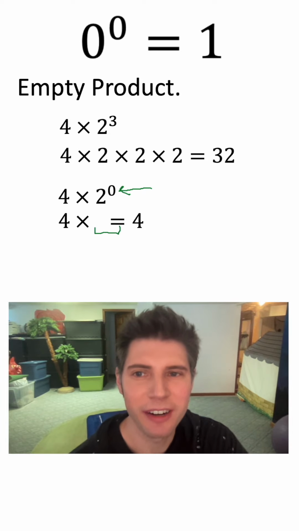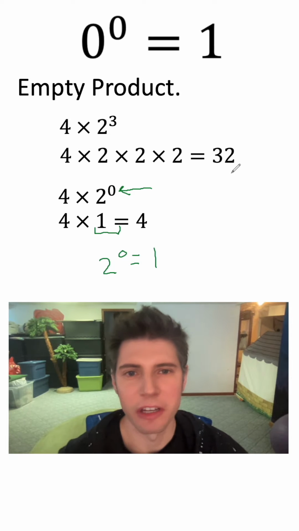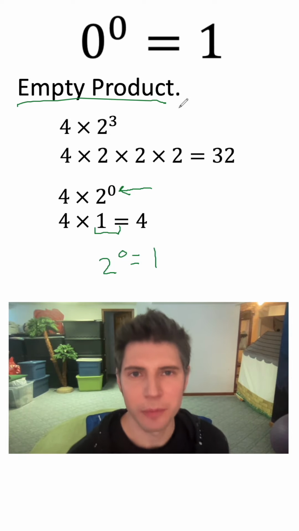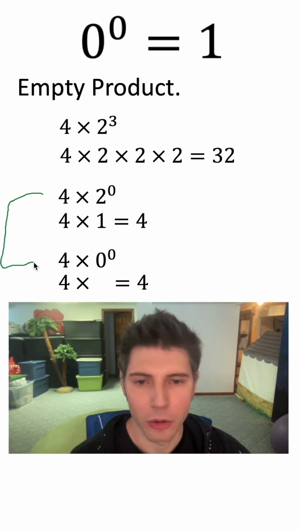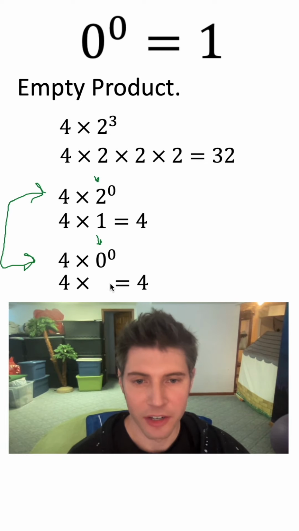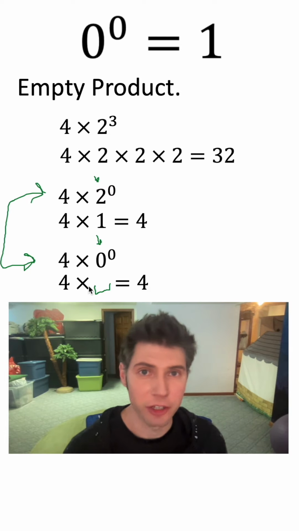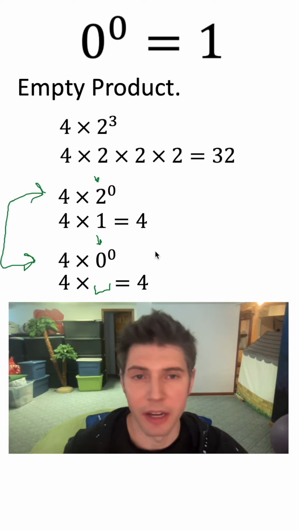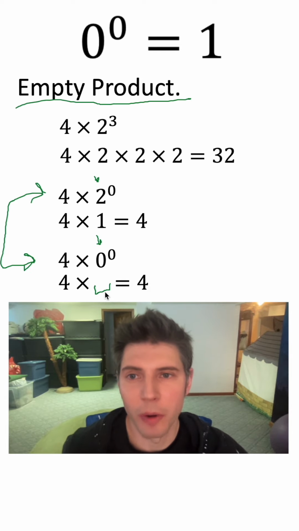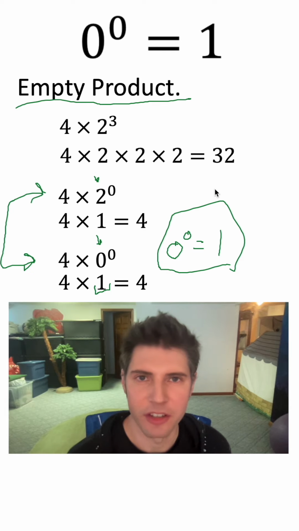This space right here is a 1, and that means 2 to the 0 equals 1, and this concept is called the empty product. The same logic holds when it's 0 to the 0. It doesn't matter if it's a 0 or a 2, there's an empty product. There are no zeros there. Therefore, our 4 is not going to change because it's not being multiplied by anything. It's an empty product. Well, the only way this is true is if that's a 1 inside there. This is the reason why so many people say 0 to the 0 equals 1.